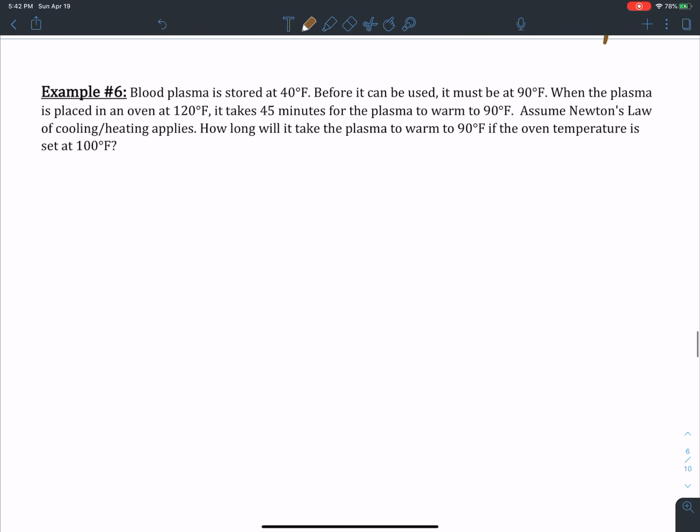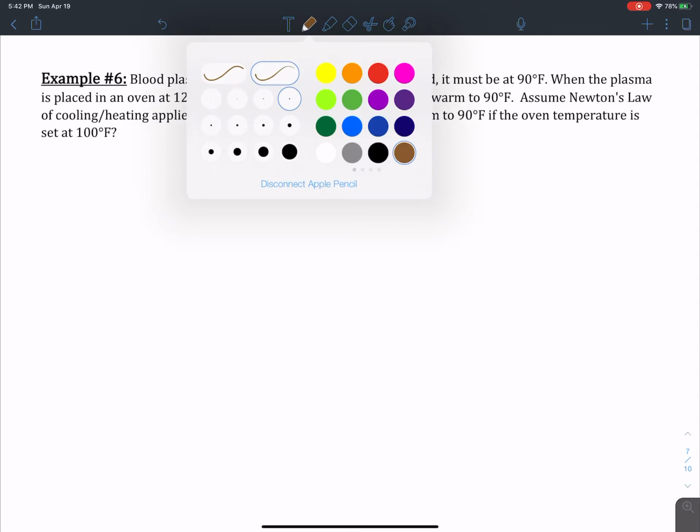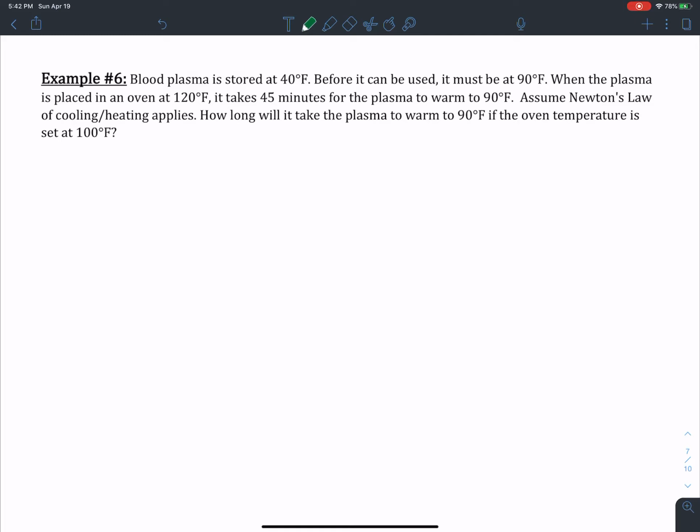Last example. Really, you could feel free to pause and do it on your own. It's just an extra example. Nothing particularly new here. This is just, again, emphasizing that the K value is specific to the material. So blood plasma, they take it from you and store it in a fridge, let's say. So they store it at 40 degrees, but before they use it, they have to heat it back up.